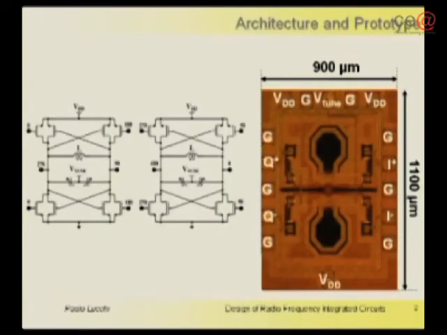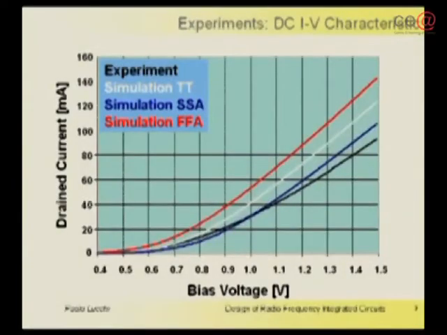On this slide, on your left, you can see the schematics of the designed oscillator, and on the right-hand side, you can see the microphotograph of the fabricated prototype. This was the first prototype. The prototype was tested. Here we have a first comparison between the experiment and the simulations.